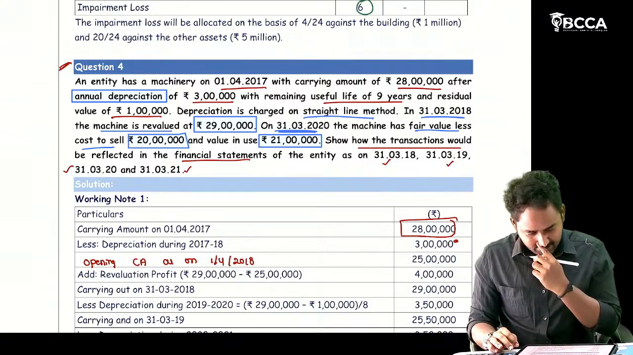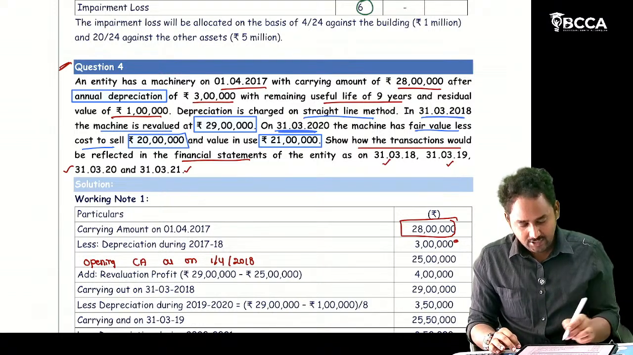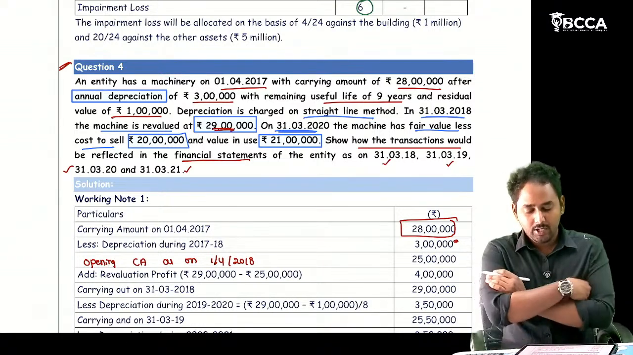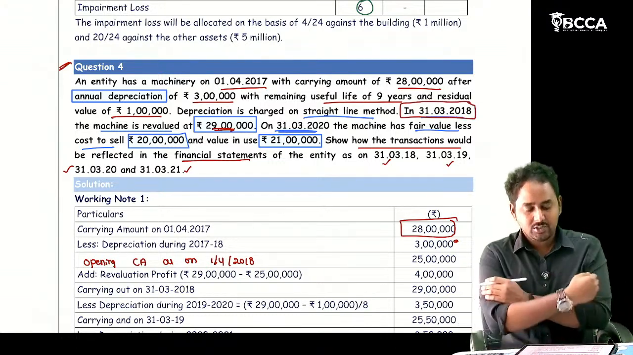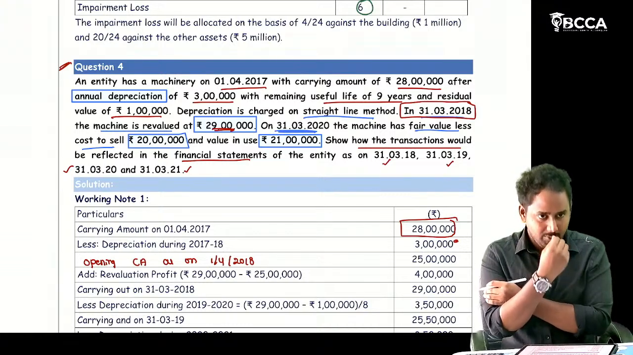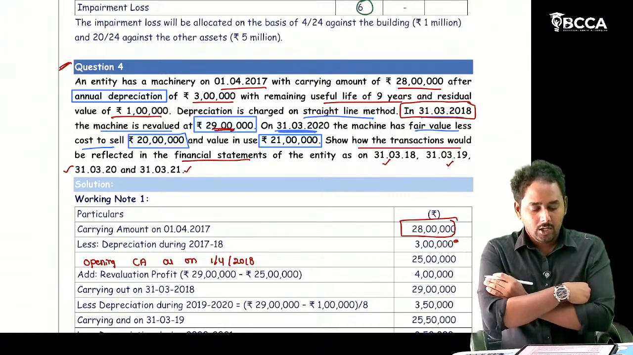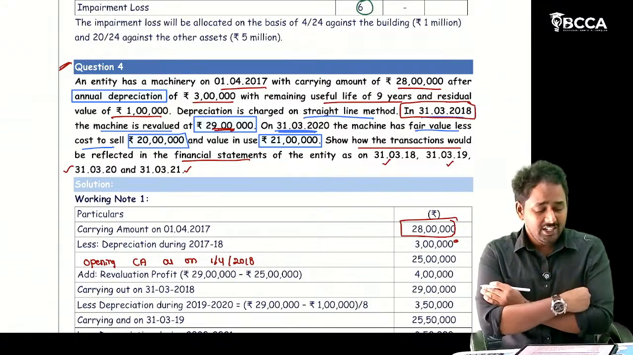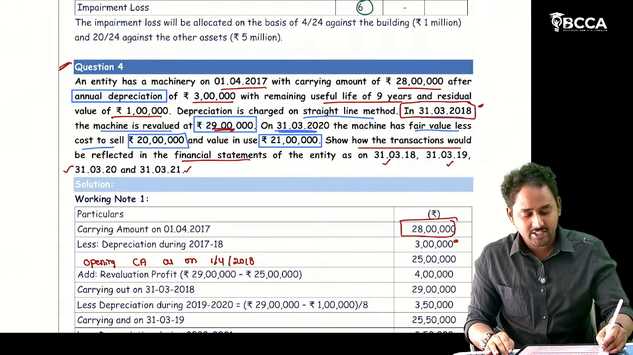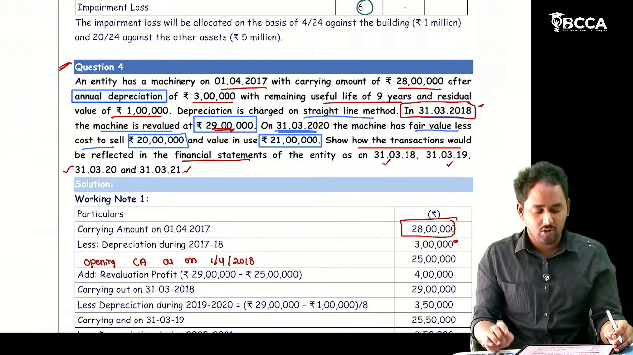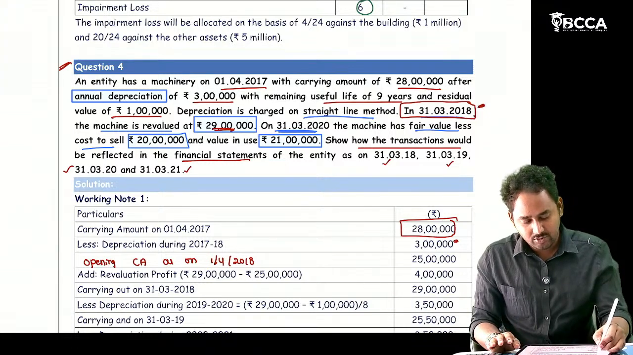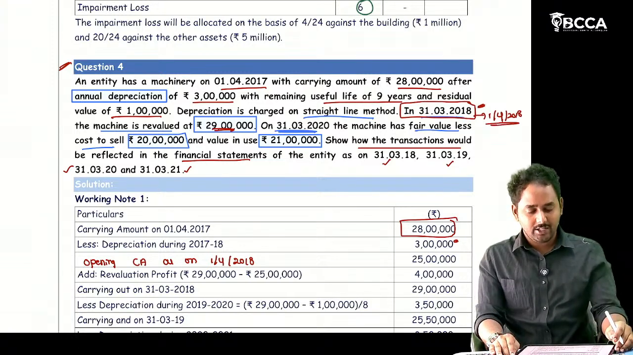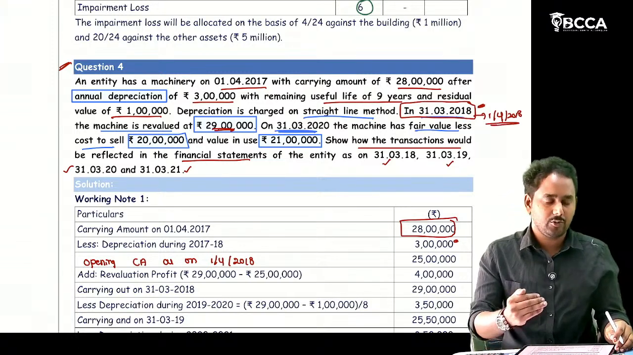And what happened in the next year? On 31st March 2018, the machine is revalued at 29 lakh. What date have they used? Even though they have mentioned 31st March 2018, it doesn't mean that it has to be included in the year 17-18, because the revaluation is always provided at the beginning of the year. If it is 31st March 2018, I can take it as 1/4/2018. So I should provide the revaluation effect as on 1/4/2018.